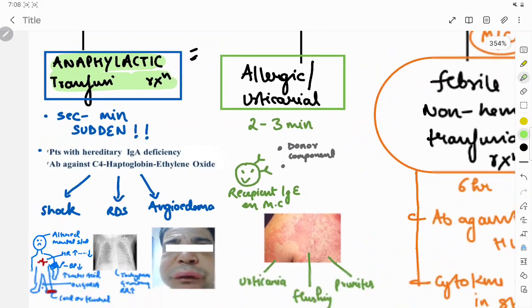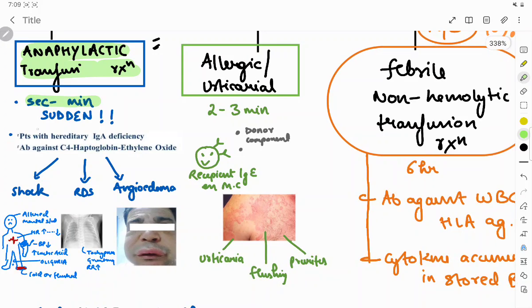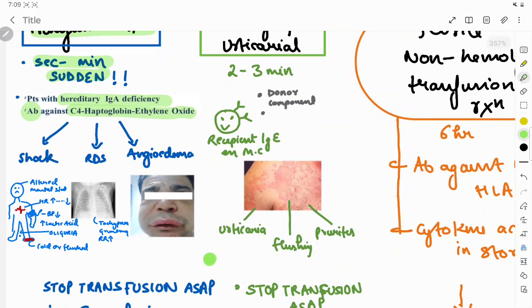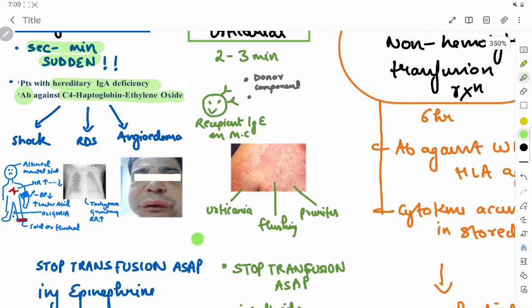transfusion reaction. These are going to present within seconds to minutes, that is very suddenly, and in case of blood transfusion specifically, you're going to see an anaphylactic reaction in patients who have hereditary IgA deficiency or have antibody against C4, haptoglobin, ethylene oxide. We will have classical features here again of anaphylaxis. The patient will have angioedema.